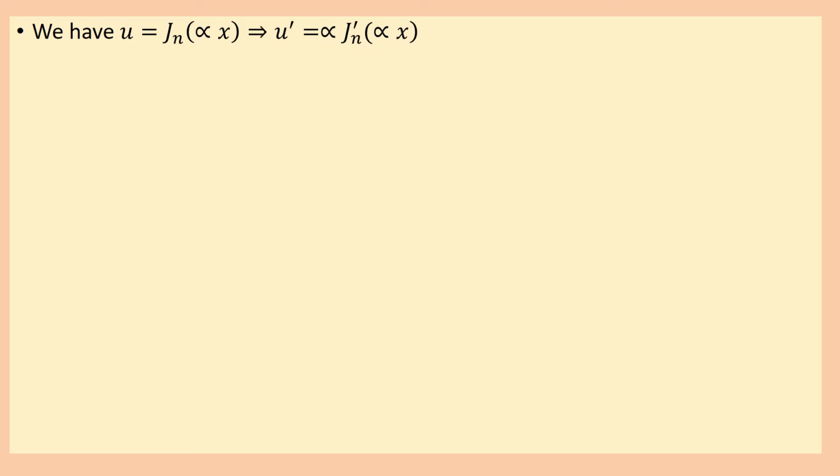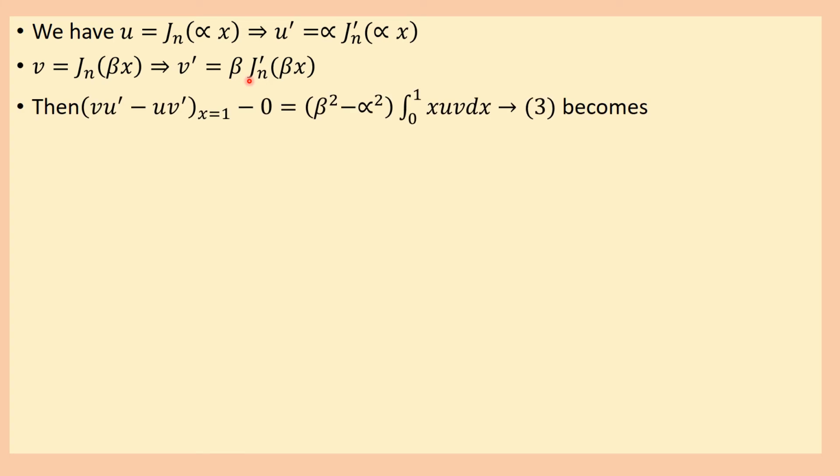Now we have u equal to Jn of alpha x, which means the derivative u' is equal to alpha into Jn' of alpha x, alpha being constant. Similarly, v equal to Jn of beta x implies v' equal to beta into Jn' of beta x. Then this we substitute in equation number 3.